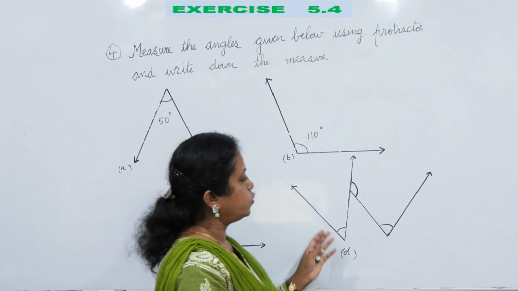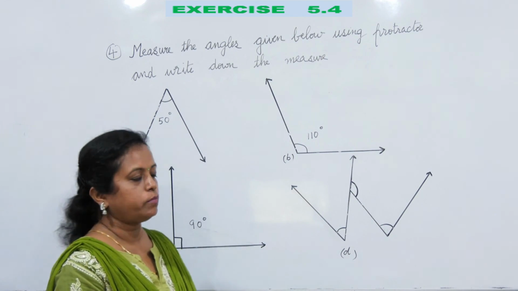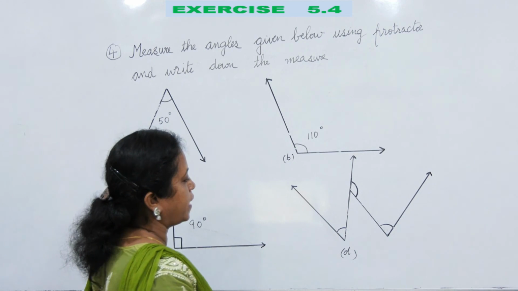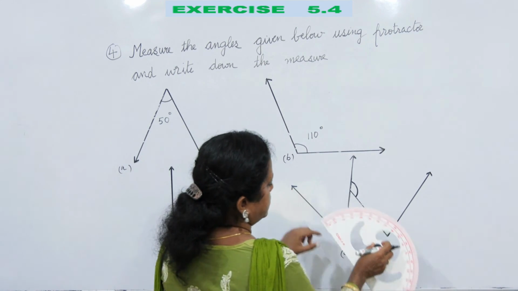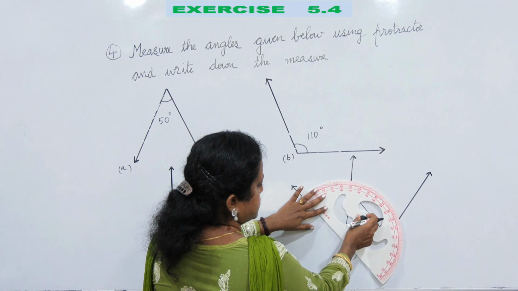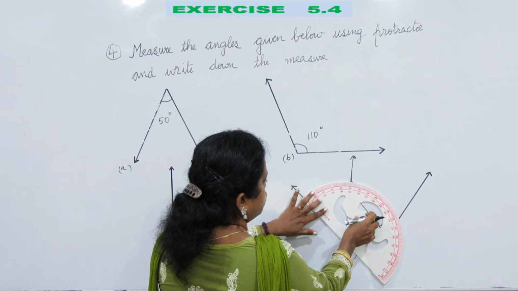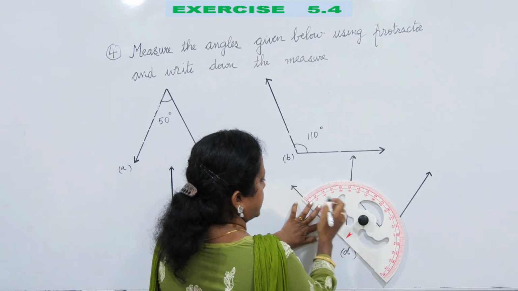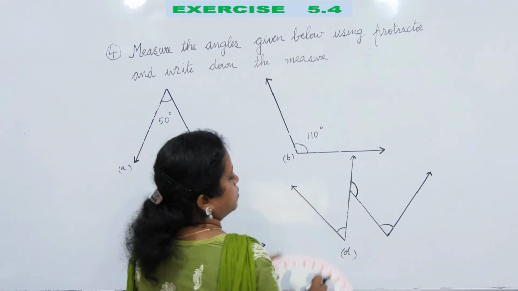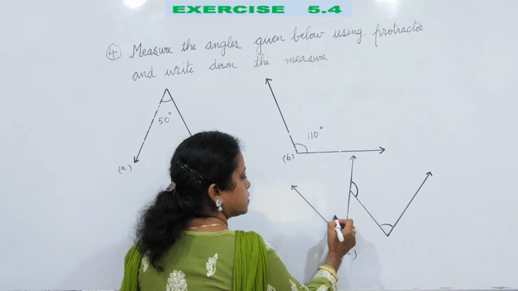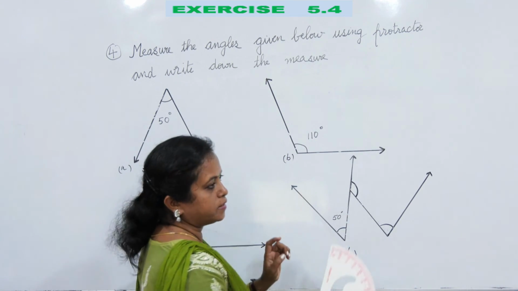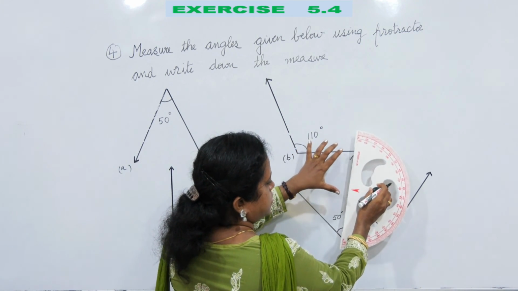In part D, you can see different angles that are formed, and you should know where you should place a protractor to measure the angles. If you are placing at this arm, your midpoint should be at this vertex, and you have to read the scale starting from 0. So where does it end? 50 degree. So here this part measures 50 degree.